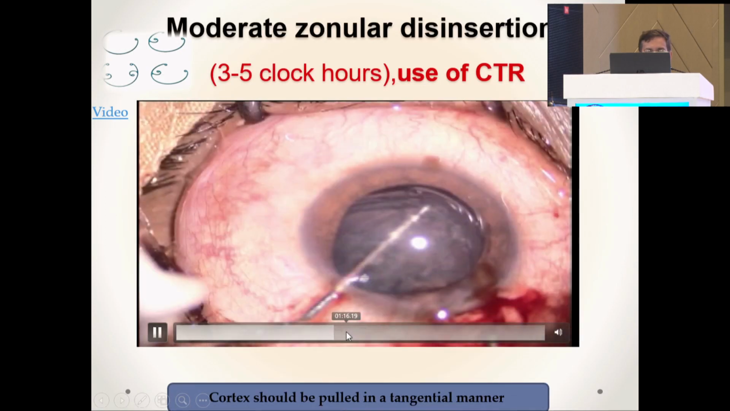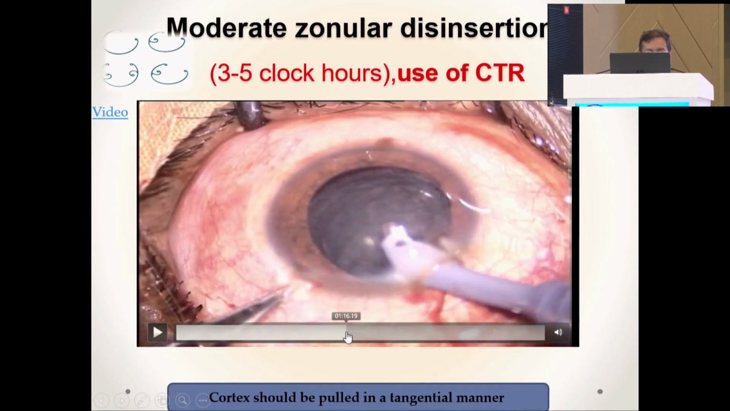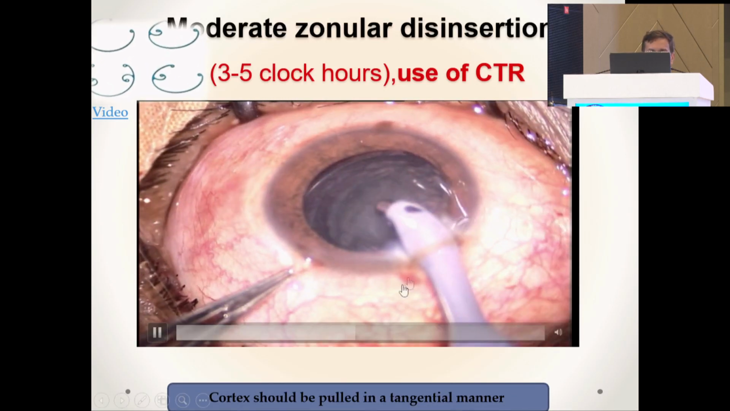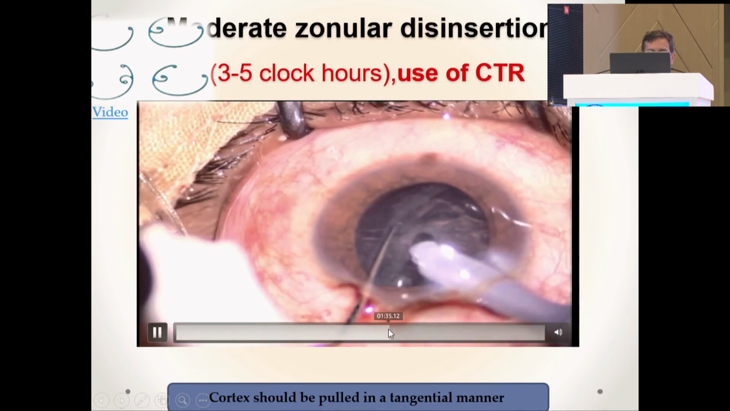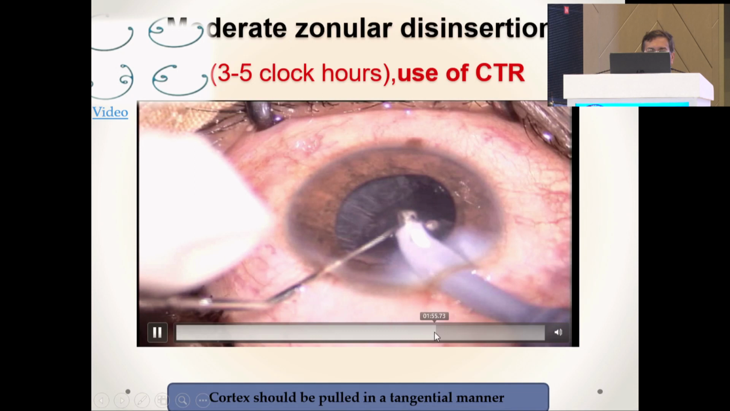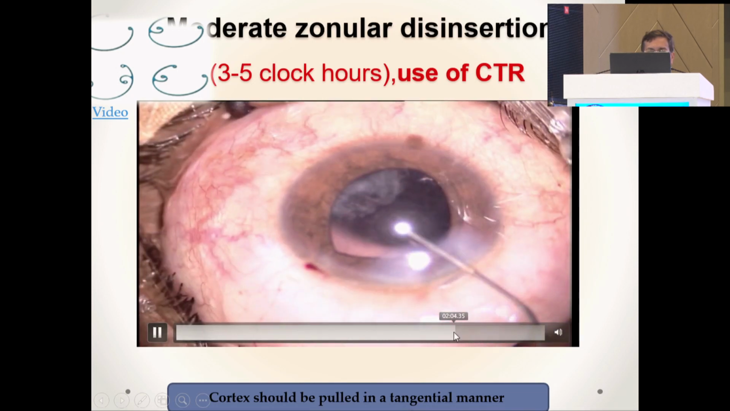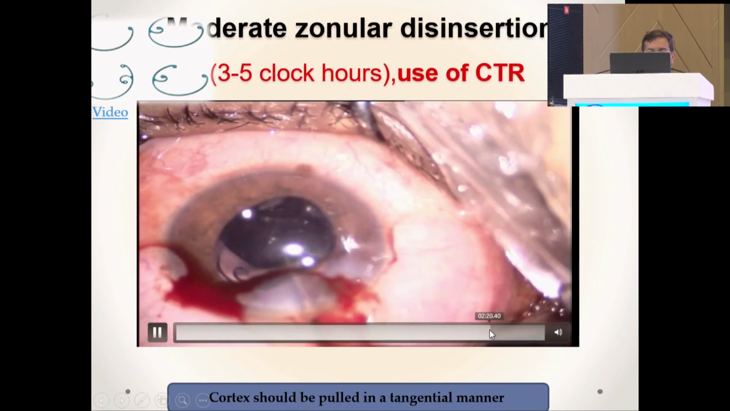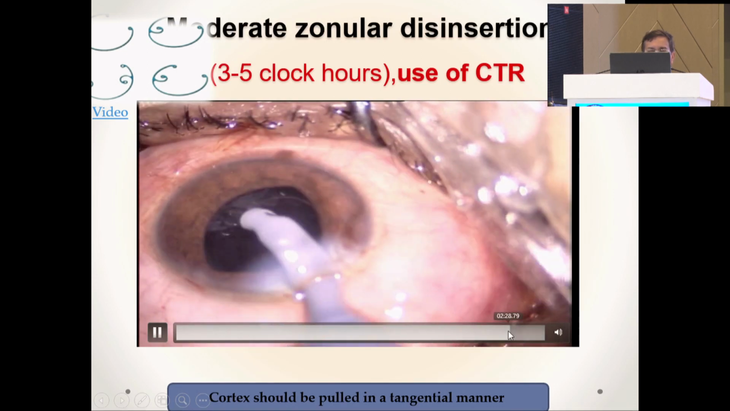You can place the CTR before the nucleus management, or you can do it later, after the management. Once it is done, you can put the lens. The only thing is that you should avoid chamber fluctuation, and you can continue the surgery.